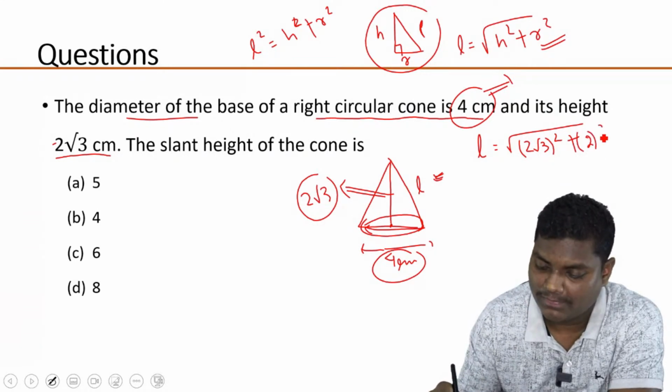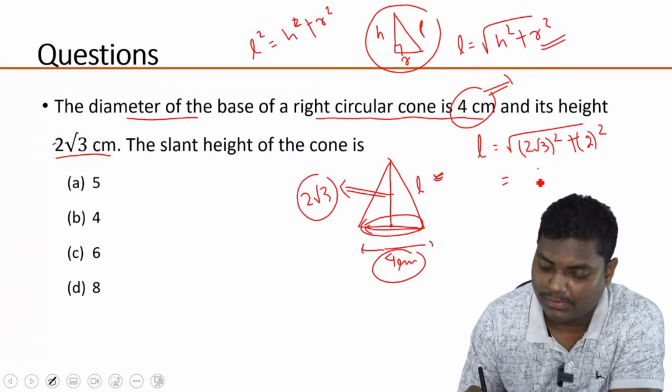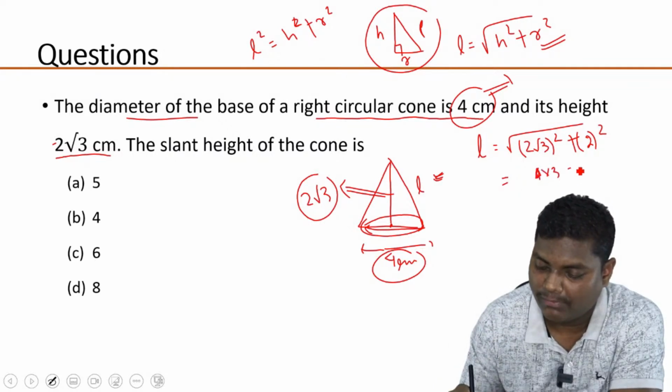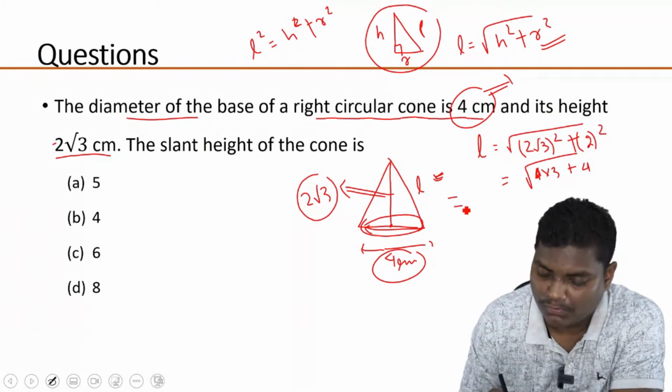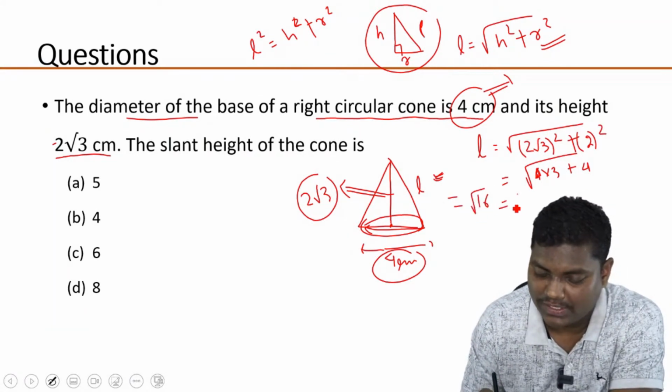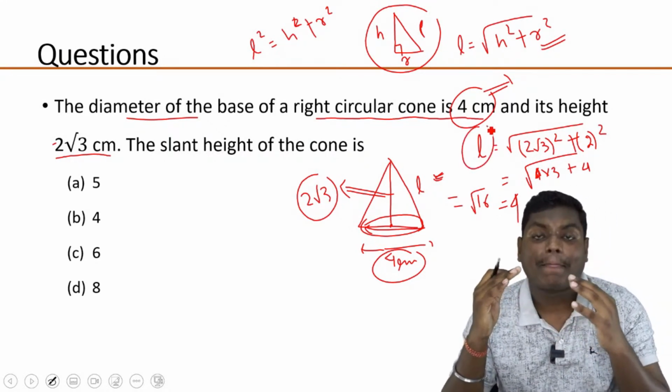So 2 square. Now if you square this and add, it will be root over 4 into 3 plus 4, which is 12 plus 4, that is 16. Root 16 is basically 4. So the slant height for this cone is 4 centimeter.